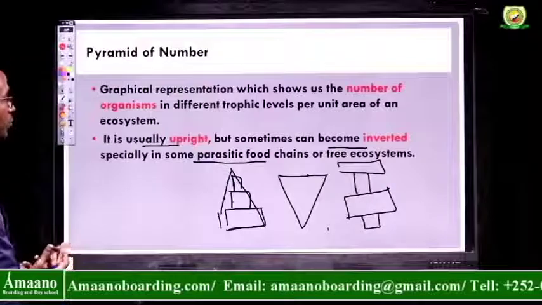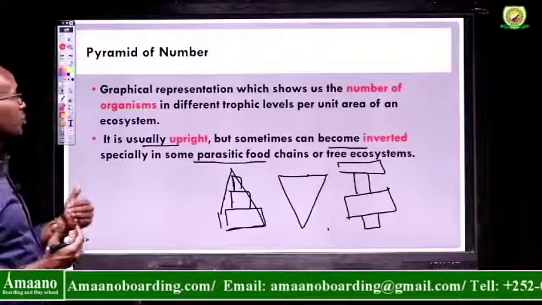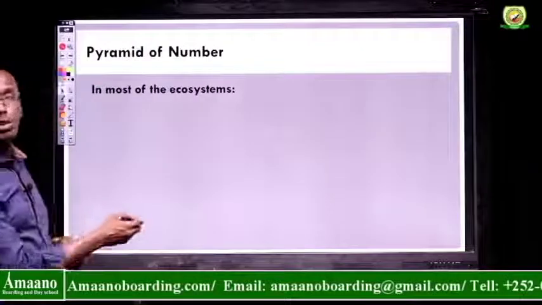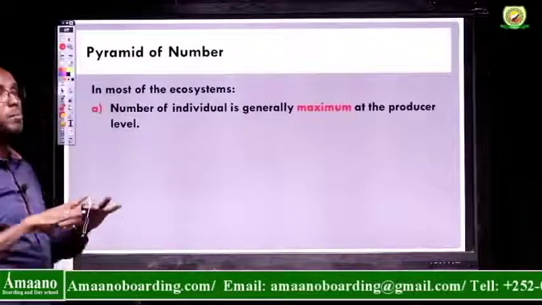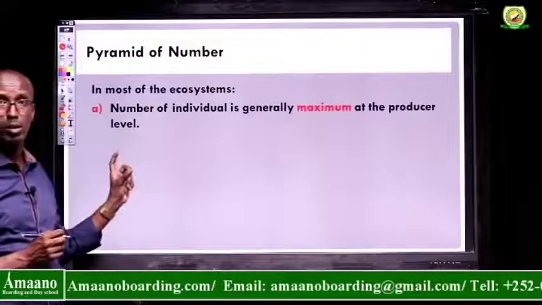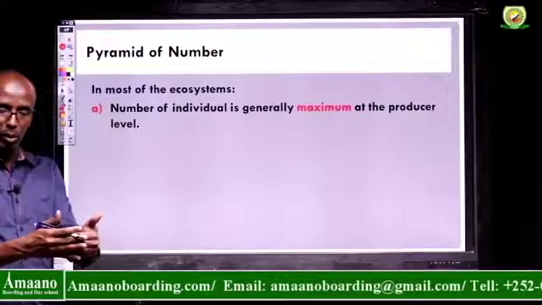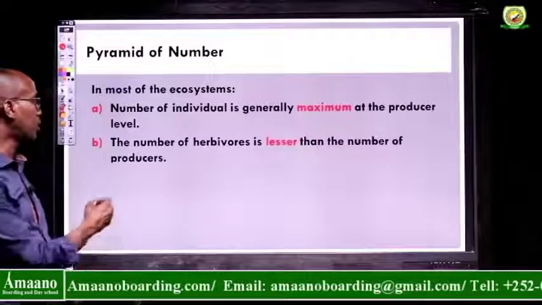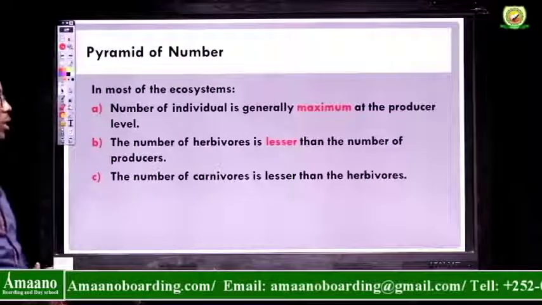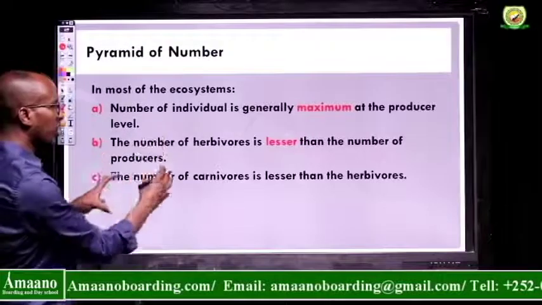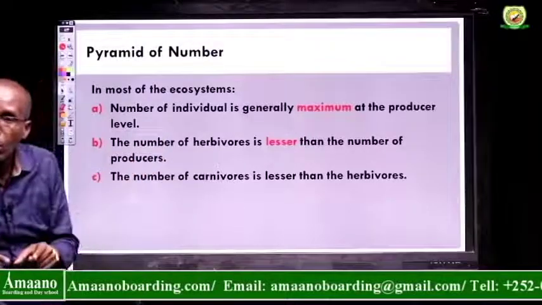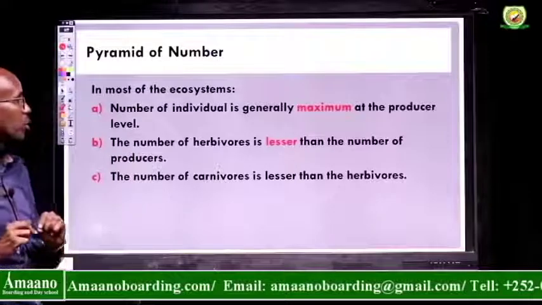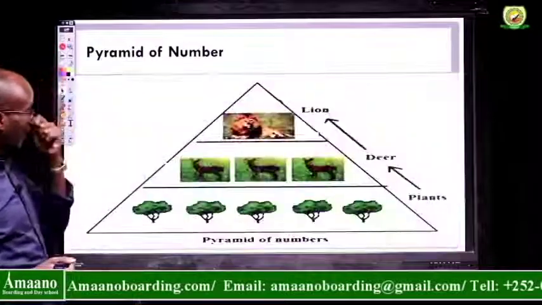That is when there are some parasites in the food chain, or when the producer is big and the consumers are smaller than the producer. In most ecosystems, the number of individuals is generally maximum at the producer level, please. So that's why I'm saying the producers have the largest block. The number of herbivores is lesser than the number of producers, and the number of carnivores is lesser than the number of herbivores. The herbivores have a smaller block compared to the producers, but larger than the carnivores. It's simply like this.